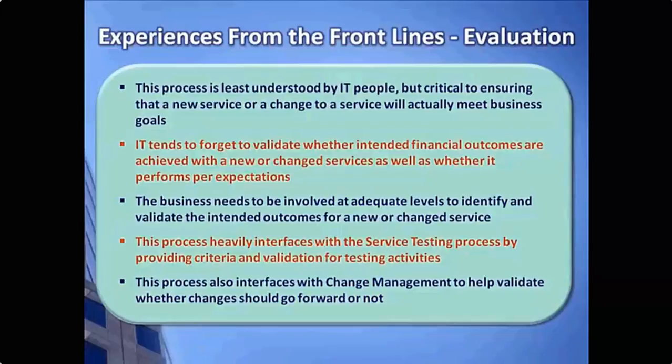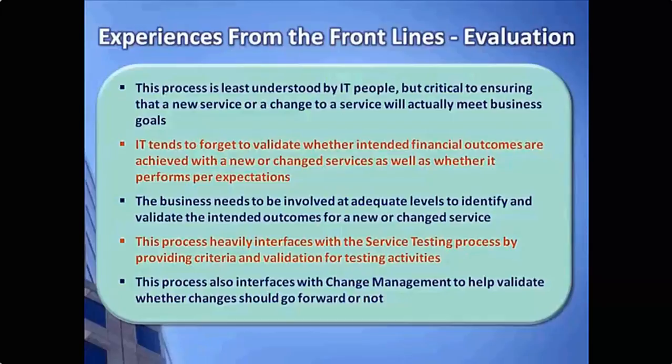So IT tends to forget to validate whether the intended financial outcomes or other outcomes are achieved with new and changed services. Again, this is a concept that you may have to do a little communicating and training around as you implement this, if you're working with this process. Note that the business needs to be involved at adequate levels to identify and help validate the intended outcomes for any new or changed service. So business people have a very relevant role in this process as it goes forward.